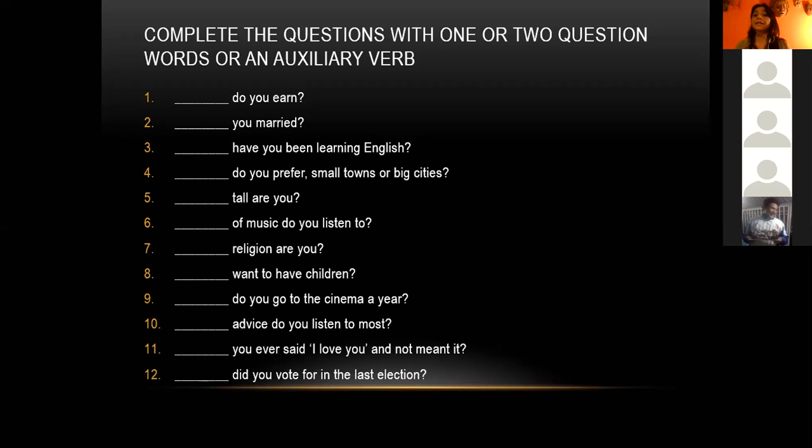How tall are you? Excellent. Very good. Number six. What kind of music? Excellent. What kind of music do you listen to?